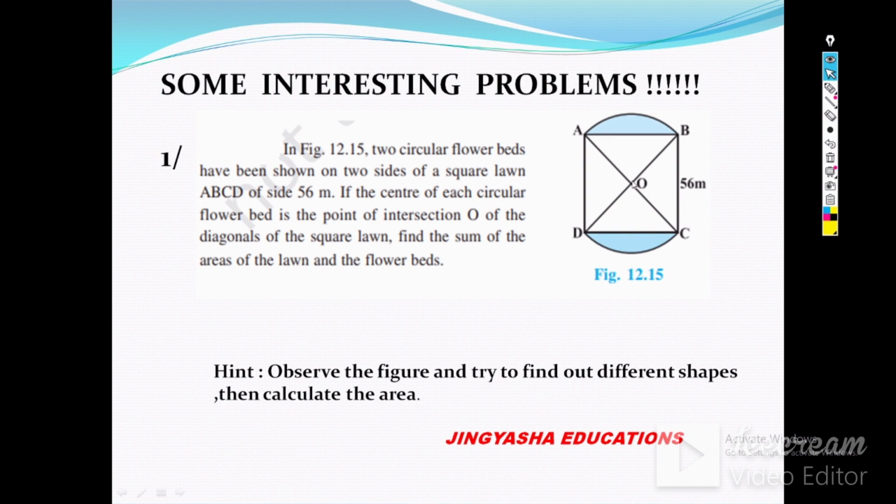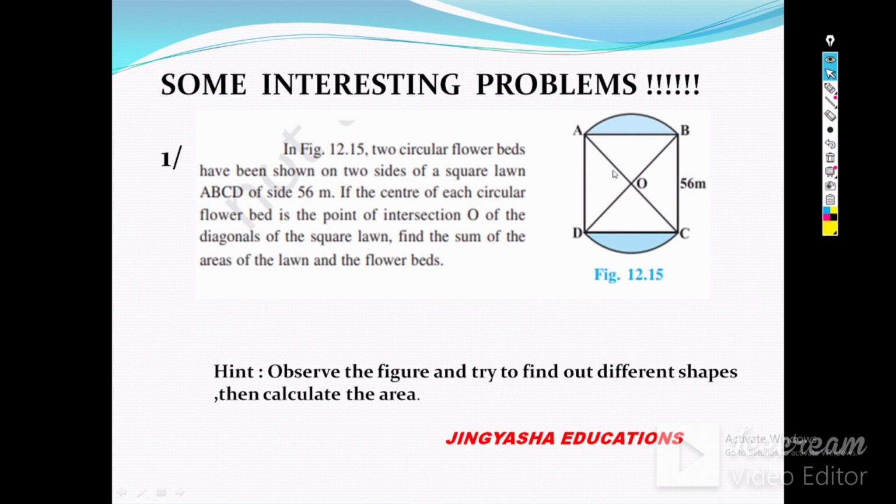So you can say that this is a segment, and you know this side is 56. Then you can calculate the diagonal by just multiplying with root 2. Then DB is root 2 into 56. Now you can just find what is OB. This is just half of that, and this is also the same as OA.